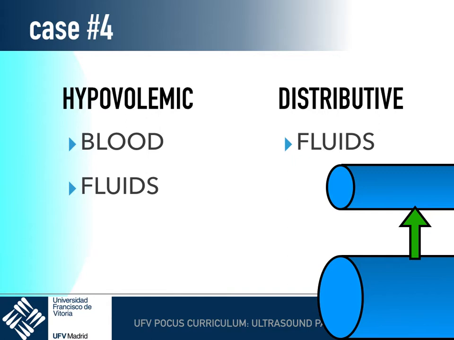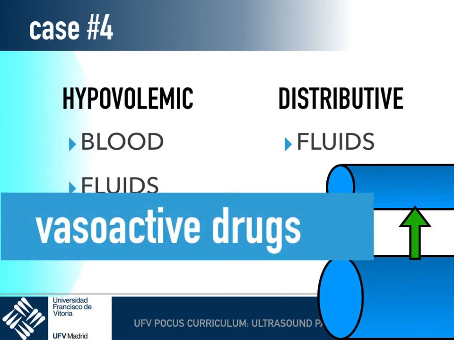So we need to reduce the diameter of the pipes, and this is just achieved with vasoactive drugs like epinephrine or norepinephrine. Of course, in both cases of hypovolemic and distributive shock, we need to go to the real cause, the real etiology, and place some specific treatment for it.